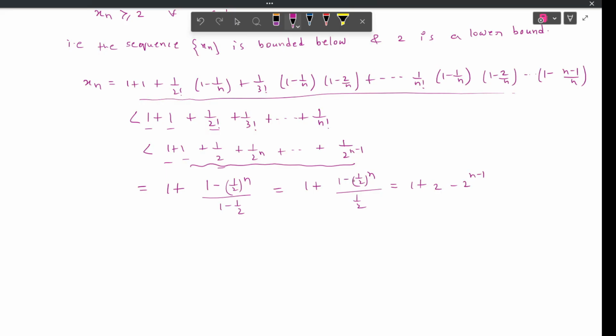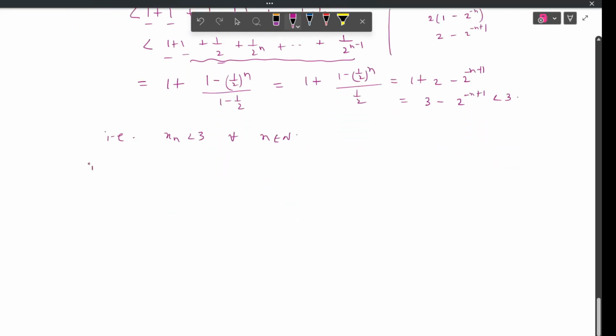Okay. If you simplify this, you will get 2 multiplied by 2 to the power minus n plus 1. So this thing would be, let me check here, multiplied by 2. This is 1 minus 2 to the power minus n. So it would be 2 minus 2 to the power minus n plus 1. Okay. So you can say this is 3 minus 2 to the power minus n plus 1, which is always less than 3. So I can say that xn is less than 3 for all n belongs to natural numbers.